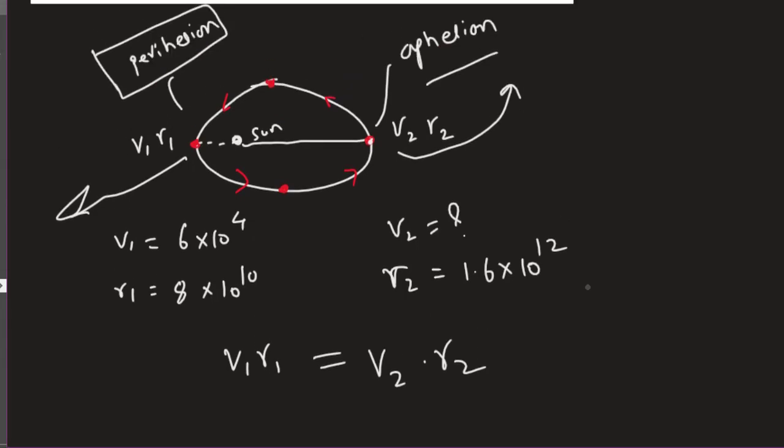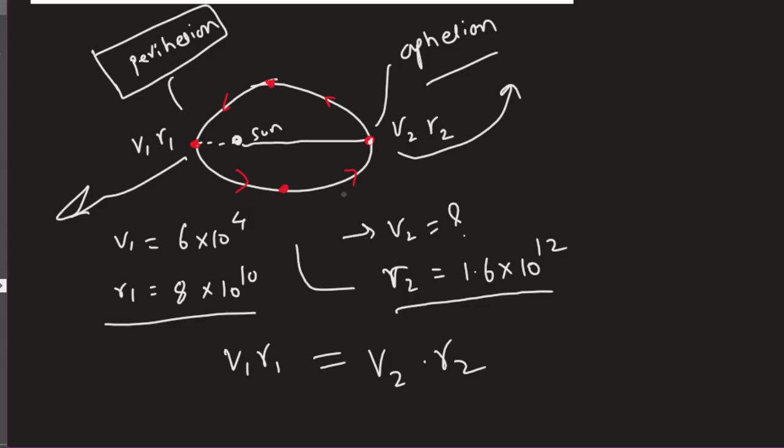So in this example they have given these distances. So they have given the maximum and minimum distances. So maximum distance is 1.6 into 10 raised to 12. So I have put it here R2 because that is the maximum distance, right? Minimum distance is 8 into 10 raised to 10. Then velocity is given at the nearest point, that is perihelion point, which is 6 into 10 raised to 4. So they have given these three values and you have to calculate V2.